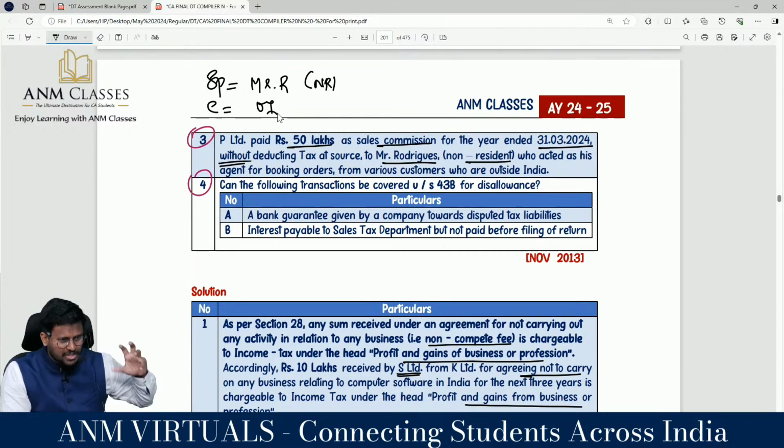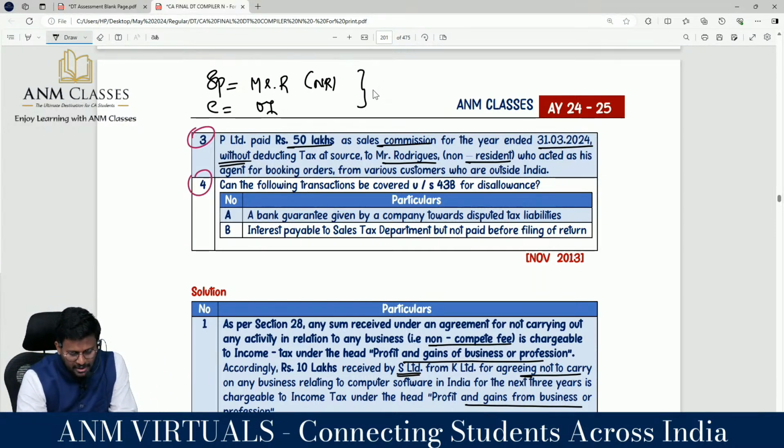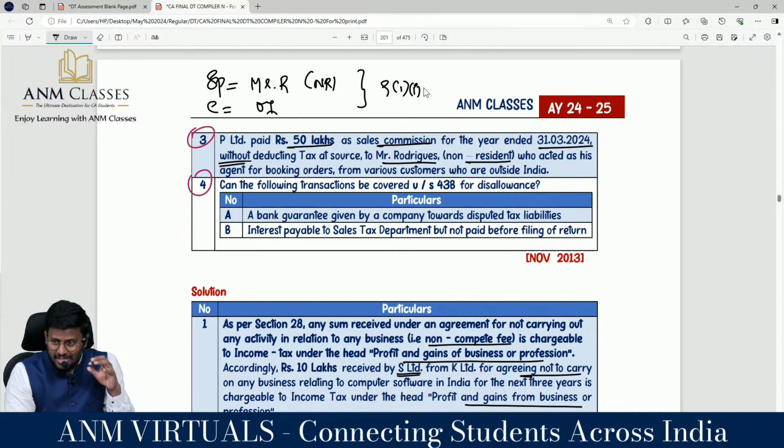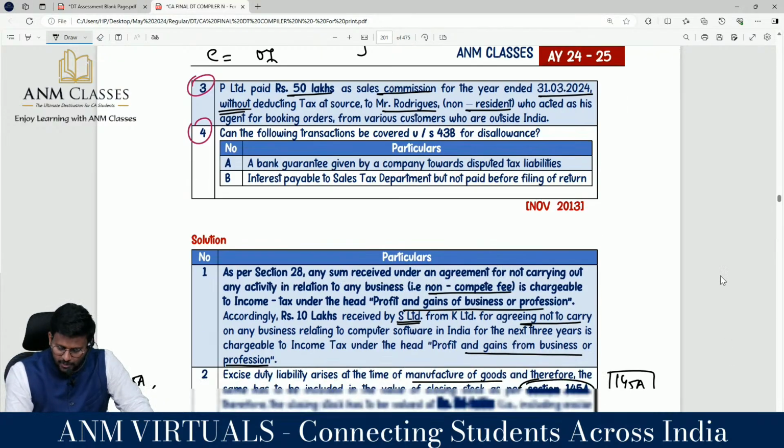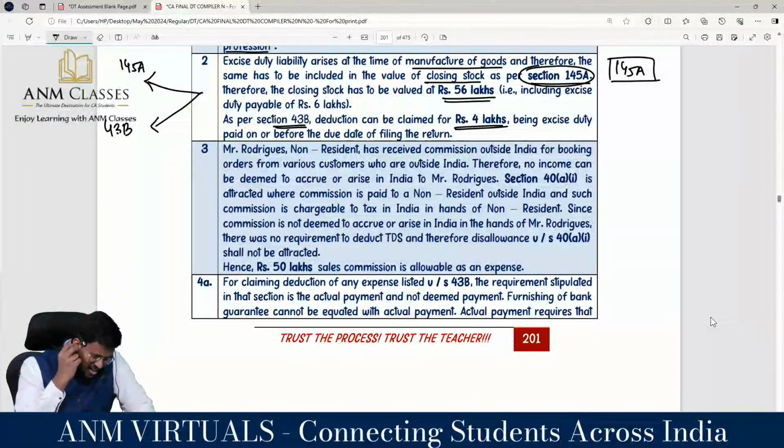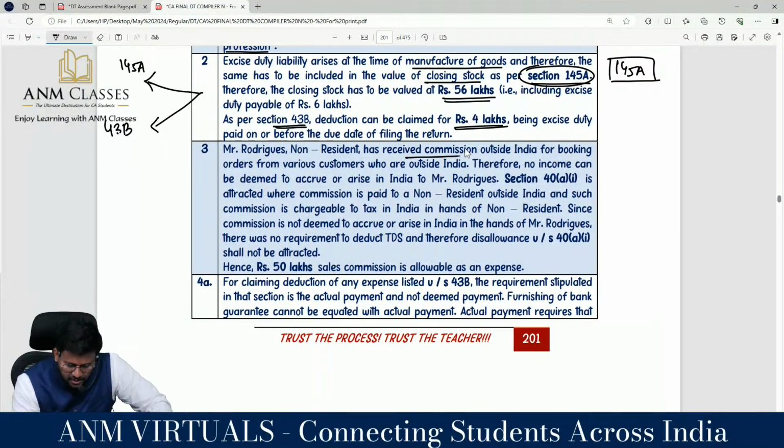Service has been provided outside India. For that, the money has been paid in India. You have to check whether it will fall under section 9, subsection 1, clause 1, that is, income has accrued or arisen in India. If income has accrued or arisen in India, then only that income will be taxable in India, and then only TDS has to be deducted. So whenever a question comes where no TDS has been deducted, it should be added back. Are you all really with me? Mr. R, non-resident, has received commission outside India for booking orders from various customers who are outside India.